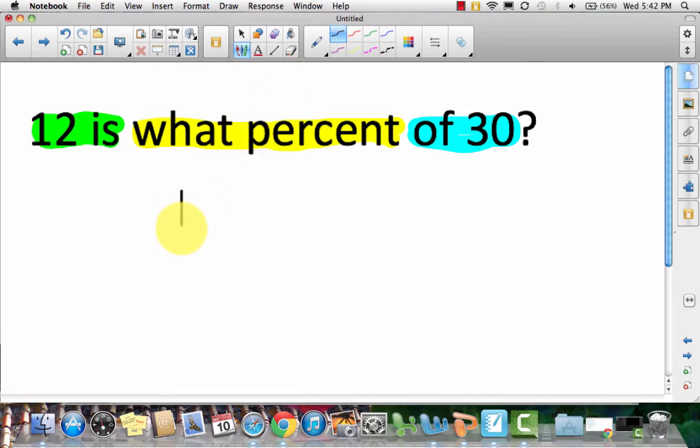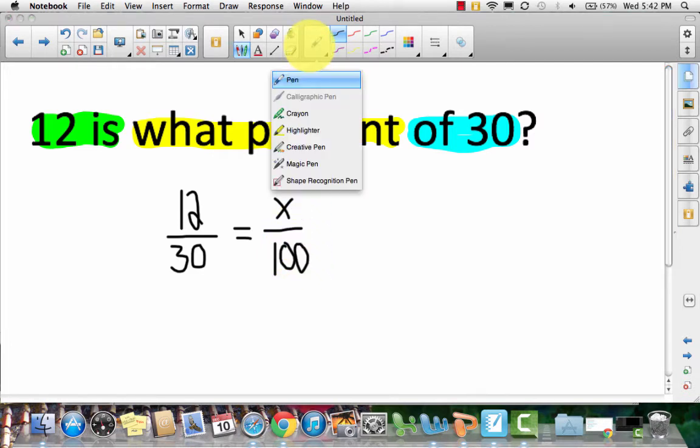So 12 is the is, 30 is the of. We don't know what the percent is, so for right now that's going to be an X. And the percent always goes over 100 because we're making it into a fraction. So now we have our proportion. In order to solve the proportion, we're going to cross multiply.